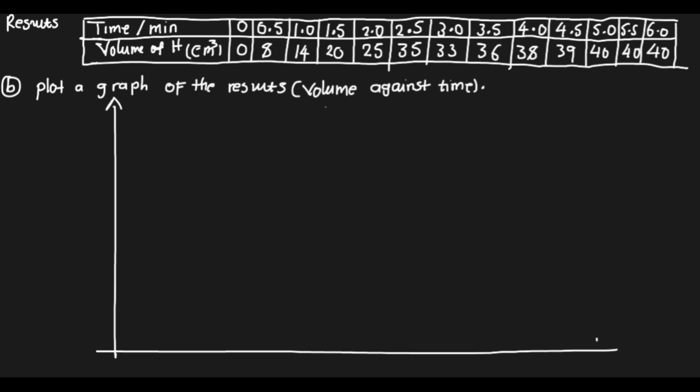So volume will be on the y-axis, then against time, so the time should be on the x-axis. Now, science is different from mathematics. In mathematics, we are given a scale that we are supposed to use, but in science, we need to make our own scale. So when making a scale, let's begin with the x-axis.